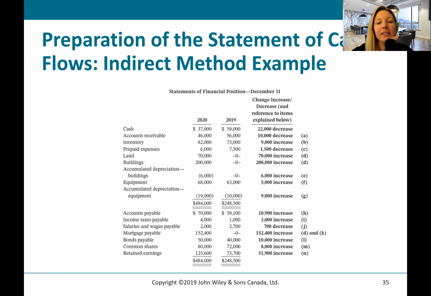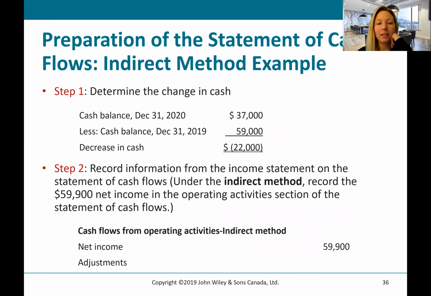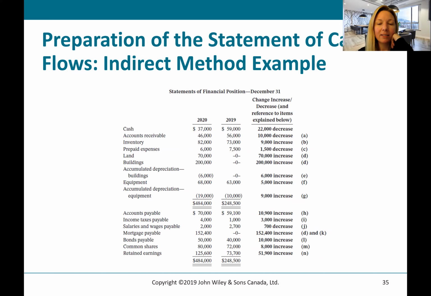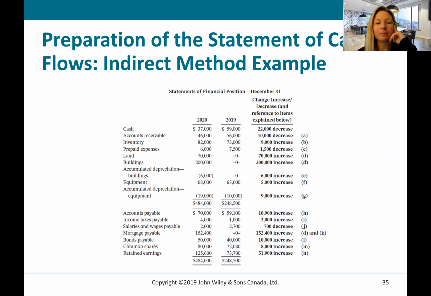So accounts payable increased by 10,900. The more accounts payable we accumulate, the less cash we pay out because we're saying, we'll pay you later, we'll pay you later. So that means this 10,900 is going to be a cash inflow. So we're going to add it, and you can see that's H. And what do we have next? Then we've got income taxes payable. That increased by 3,000. Same concept as AP. We're going to add that back. You can see that in I.